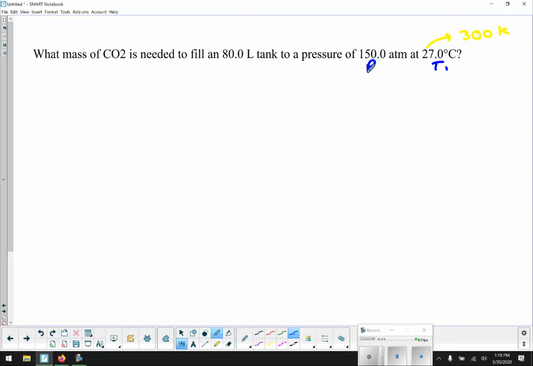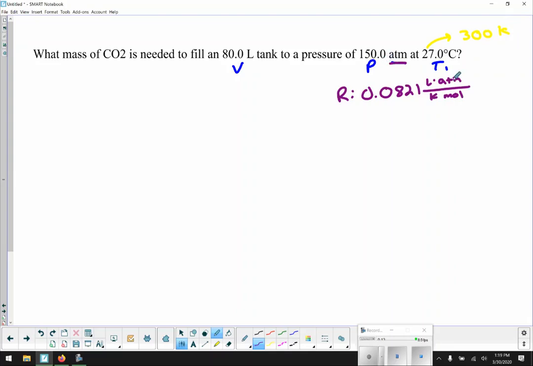This will be our pressure. This will be our volume. And because of atmospheres here, our R value, again, will be 0.0821 liter atmospheres over Kelvin moles. So our temperatures in Kelvin, our pressures in atmospheres, our volumes in liters.